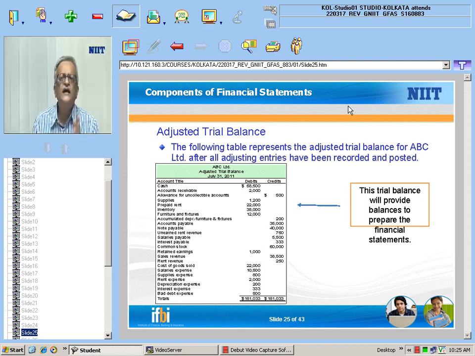I had shown you the unadjusted trial balance in the last slide. Now you have to tell me what are the new items you can see here. You can write down the items in your book. What are the new items that you can see in this adjusted trial balance? These new items relate to adjusting entries for accrual and deferral.